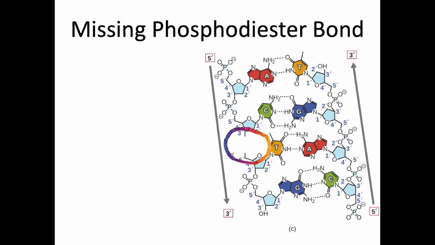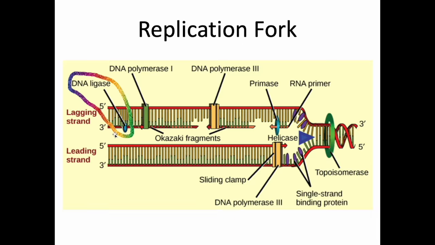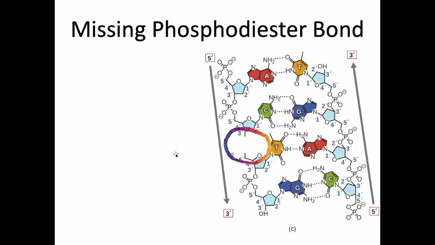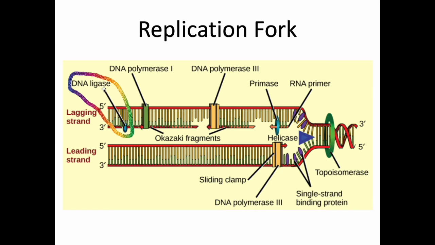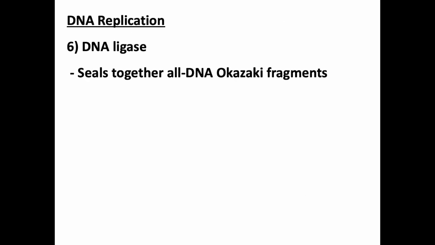One little missing gap. The enzyme that is going to seal that gap together, and again, it's hard to see what it's doing, but really it's just coming in here and filling in this gap, is something called ligase, or DNA ligase. And again, tiny little blue circle, tiny little job, but it's an important one, filling in this missing gap. So DNA ligase seals together the now all DNA Okazaki fragments. All the RNA has been replaced with DNA. All these Okazaki fragments are now completely DNA, and ligase is going to seal them all together.